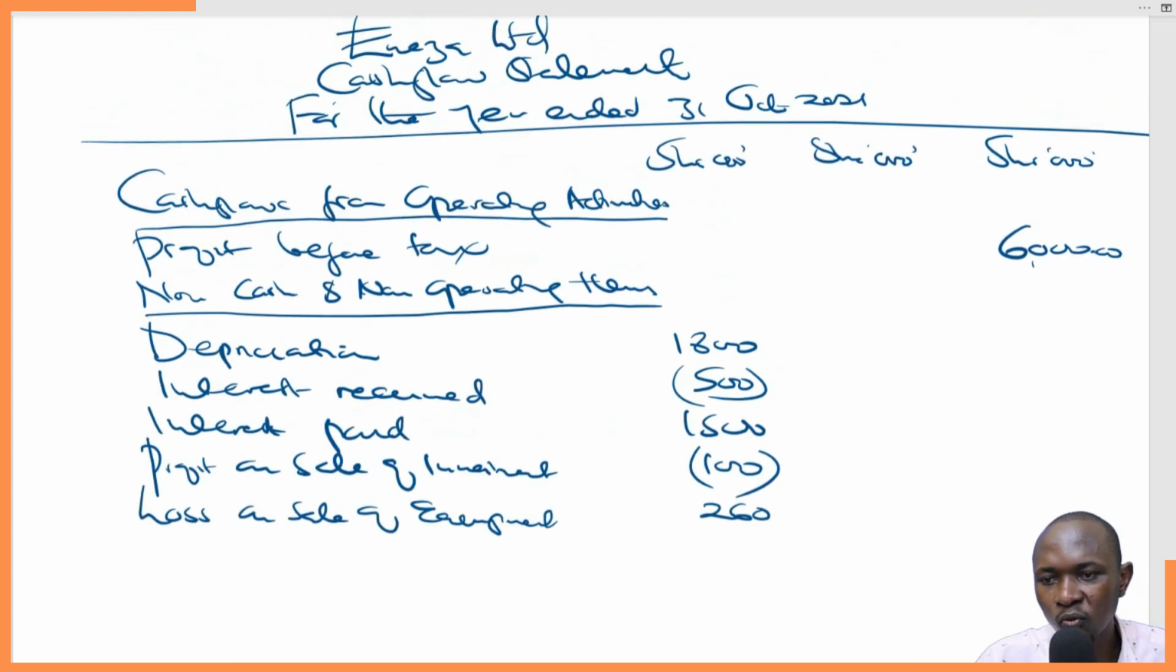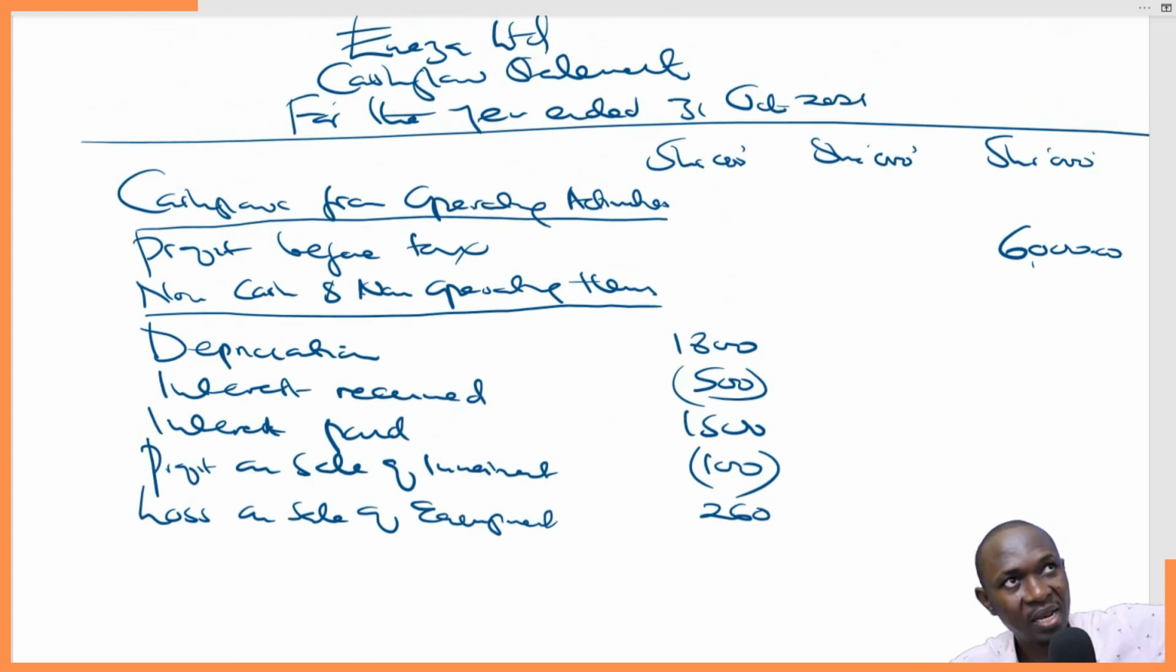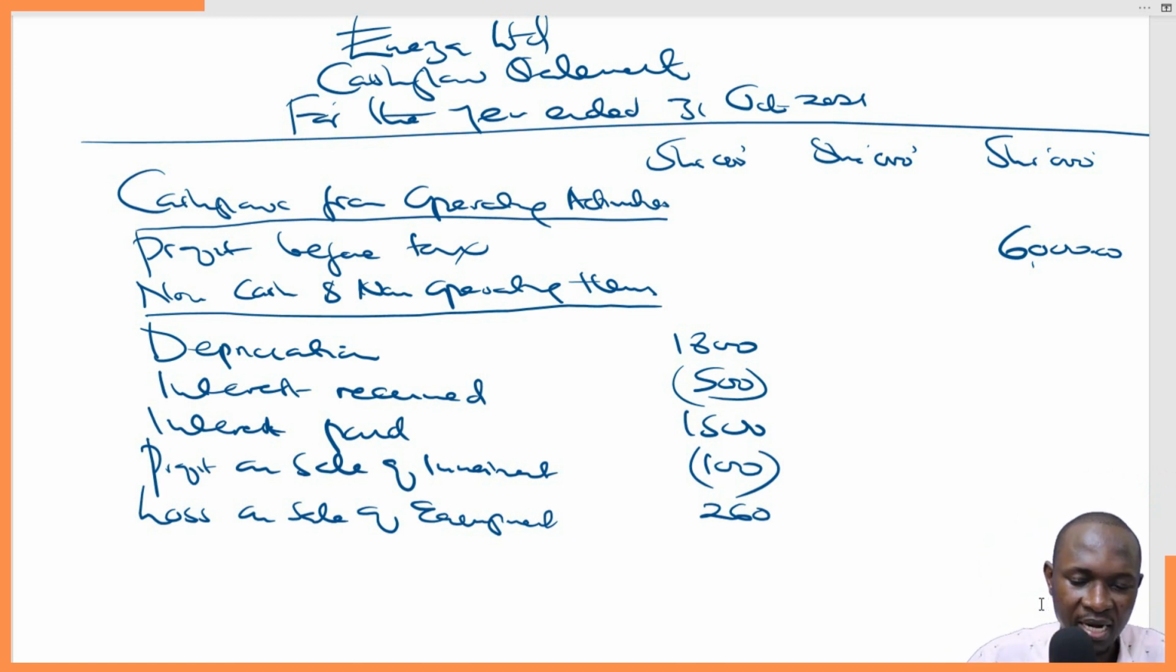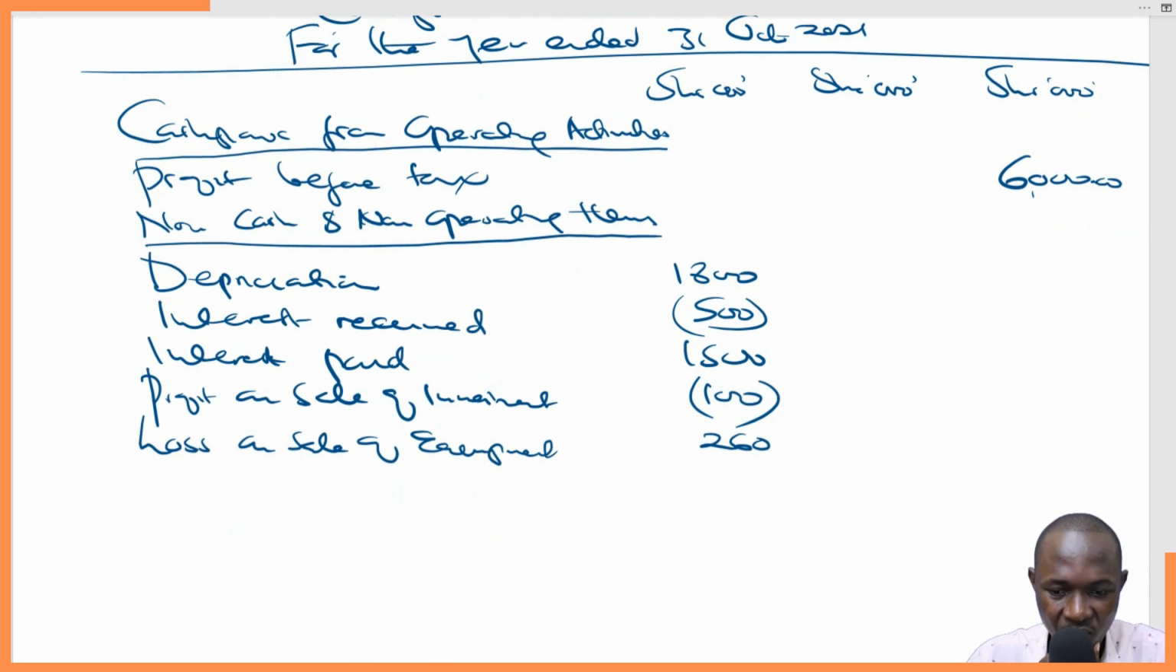Now this one loss we had deducted, because we normally add incomes and gains less expenses and losses in the P&L account. So because we had deducted, we simply return it back. That means we are going to add it back, and just put the 260 without the brackets. That will mean that you have added it back. So that's how it will be.